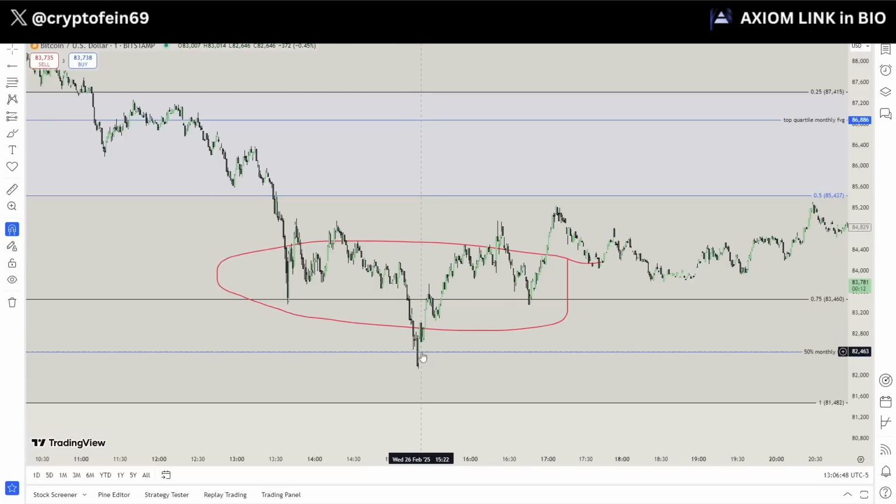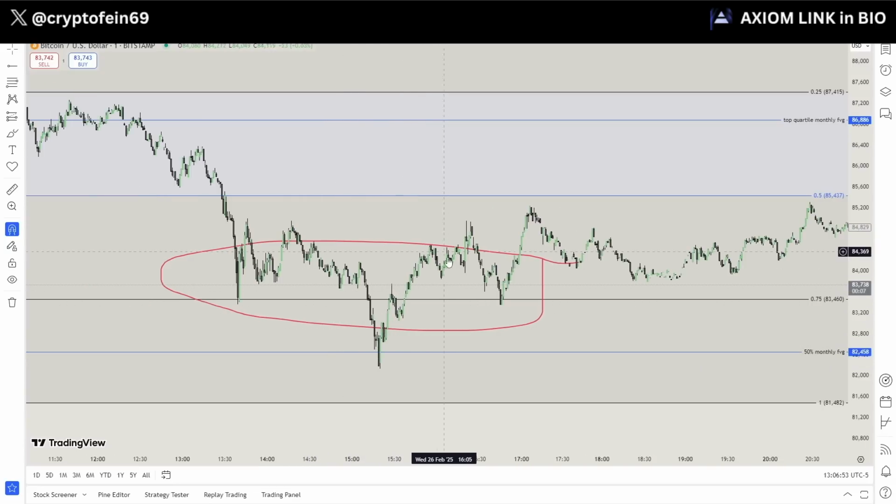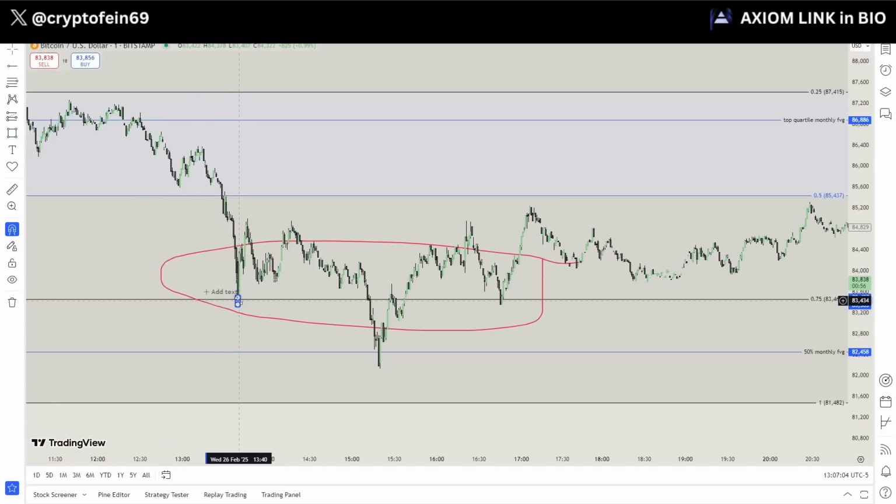Look, it came into the 50% monthly. You could have been buying this, making money. Okay, you didn't. Guess what? It pumps. And guess what? Look where it comes back to. This level right here, the 75% of the weekly fair value gap, right? And it's this level where we previously found support.